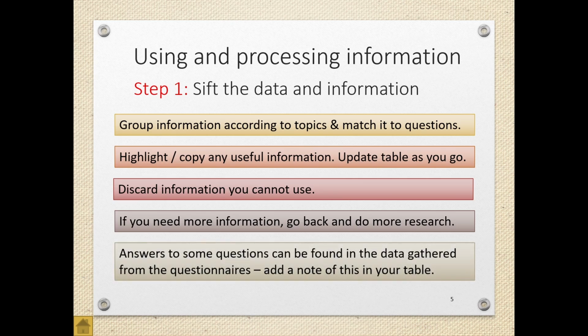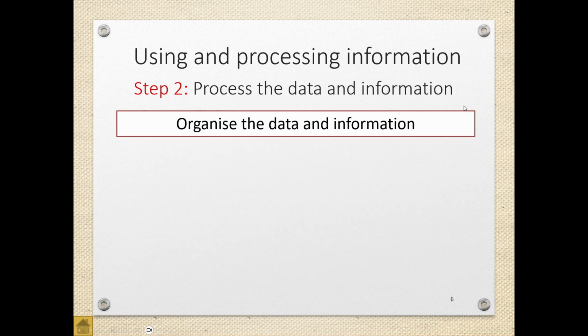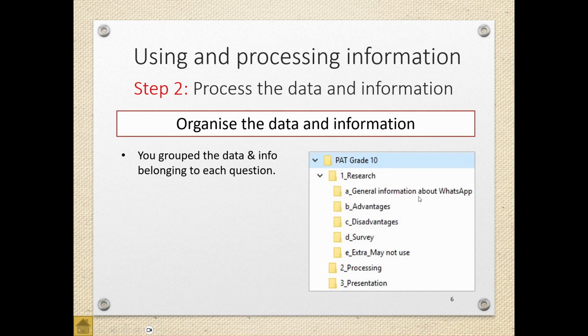Okay. Now, they do mention at the bottom, answers to some questions can be found in the data gathered from the questionnaires. Add a note of this in your table. So some answers, when you're doing research, you're going to get from a magazine, you're going to get from an internet article. Others you're going to get from people. Others you're going to get from asking questionnaires. So there's different ways to get this, but you want to be able to sift it. You want to then organize the data and information. So this is step 2, processing the data and information.